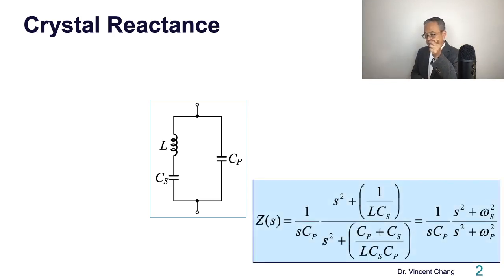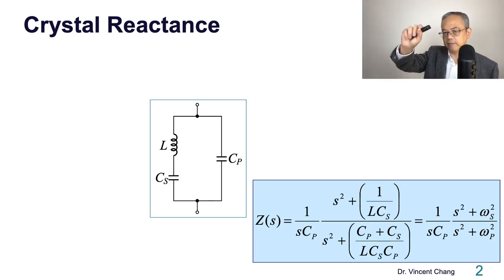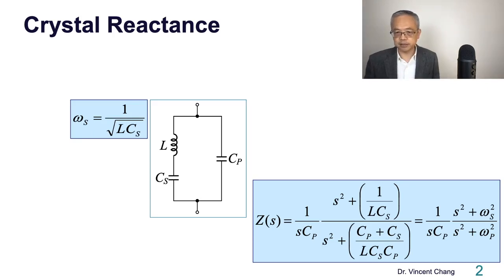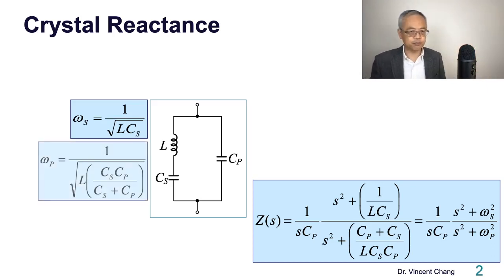And inside this expression, there are two important parameters embedded inside the crystal impedance. The first one, in the numerator, is called the series resonant frequency. It's more the intrinsic resonant frequency, directly related to an interesting phenomenon from a crystal called electromechanical resonance. But the second one, from the denominator of the crystal impedance, is called the parallel resonant frequency.